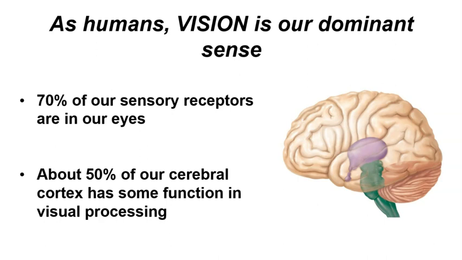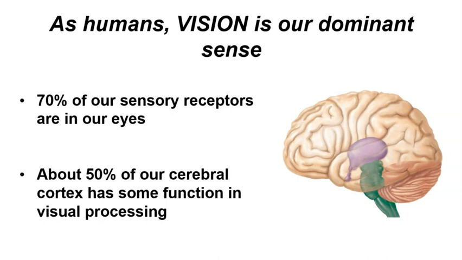And this is reflected in the fact that approximately 70% of the sensory receptors in our body are located in the retinas of our eyes. Furthermore, approximately 50% of our cerebral cortex has some function in visual processing.